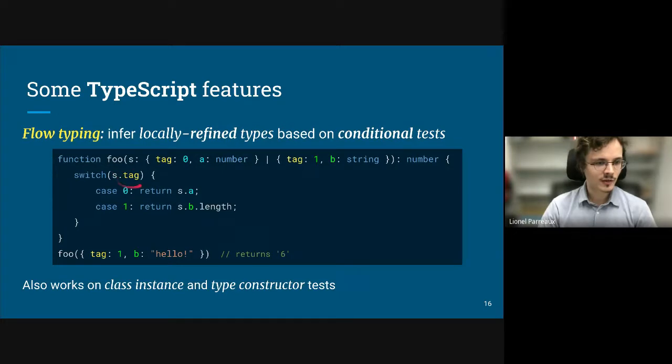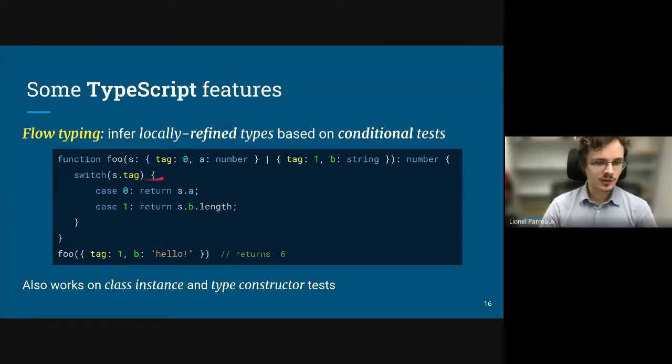But when we switch over the tag and we write the case where the tag is 0, then TypeScript can actually tell us that the A field becomes available, right? Because it can statically rule out this case from the union, knowing that the tag is 0. So this case is impossible, right? And this is type checked, and it's well typed, and it works out.